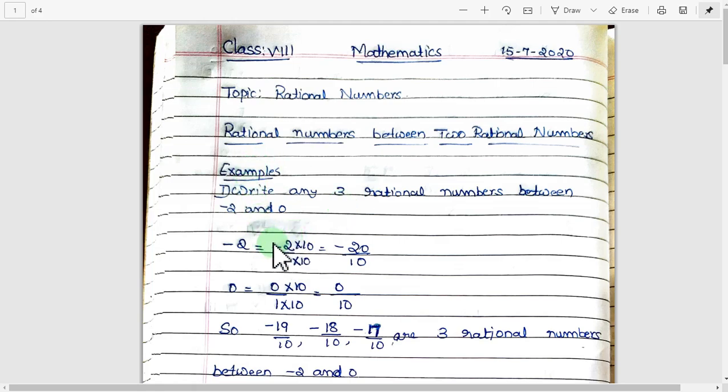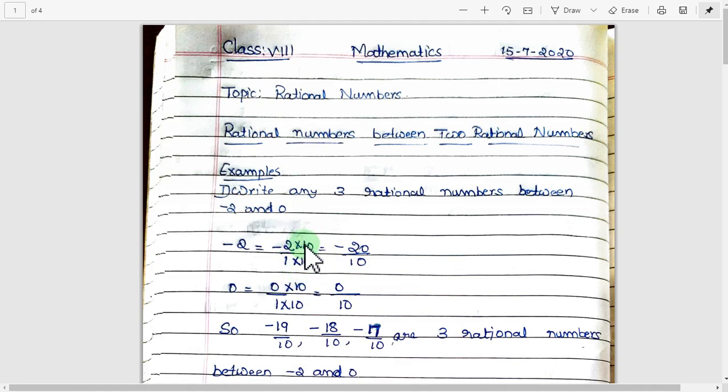If you just take -2 by 1 and 0 by 1, in between you will not get three rational numbers. You are getting only one rational number, that is -1 by 1. So here it is given three rational numbers, so find out first an equivalent rational number by multiplying the same number to the numerator and the denominator. Now I have multiplied by 10.